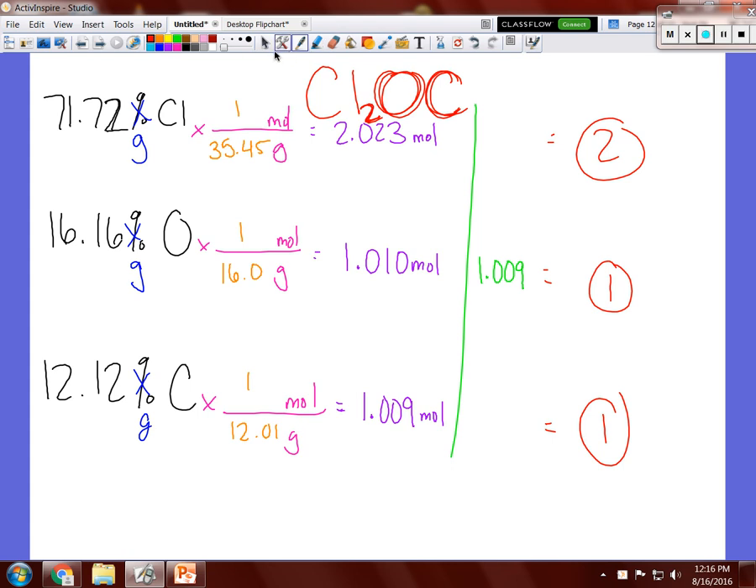Hold that thought. We defined empirical how? The simplest whole number ratio. Can that be simplified anymore? All right, now I'm going to build an extension question that's not already on the sheet. So here's my extension question.